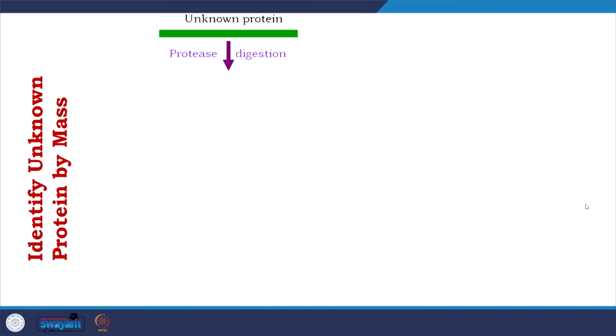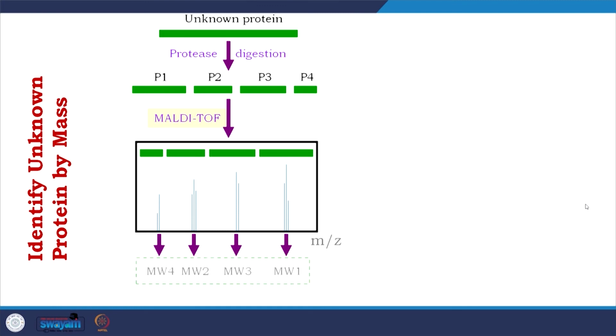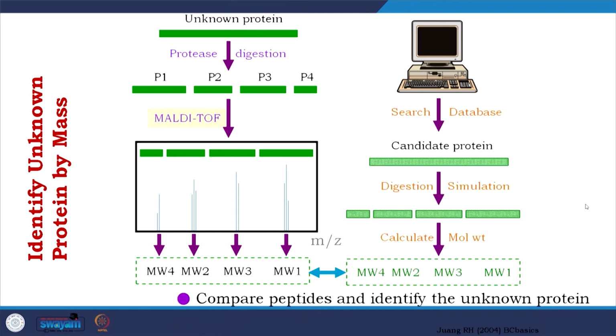But then you have an unknown protein, you do again protease digestion, you get the fragments P1, P2, P3, P4. With them you go for MALDI-TOF, you get m/z values for each of them and you know their mass. Now you search the database, you get the candidate protein, you make the digestion simulation and you calculate the molecular weight, you compare the peptides and identify the unknown proteins.